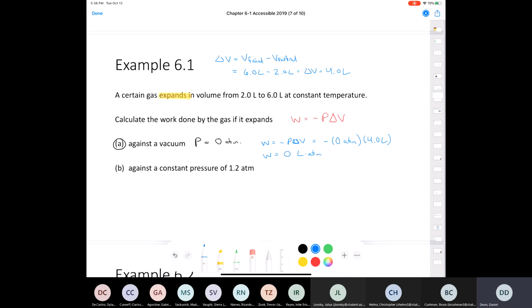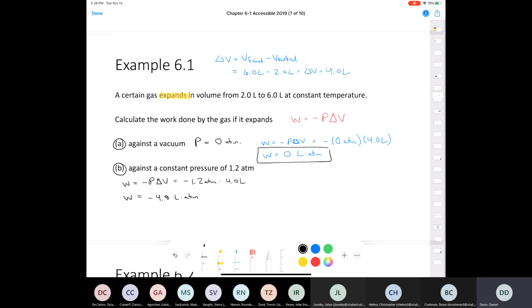But let's take a look at the second problem first. So we've already solved the first one, that the work is equal to 0. Let's take a look at the second one. If we're expanding that gas against a constant pressure of 1.2 atmospheres, plug some numbers in. Work is equal to negative the pressure times delta V, which is equal to negative 1.2 atmospheres multiplied by 4.0 liters. When we do that, we get that our work is equal to negative 4.8 liter atmospheres.